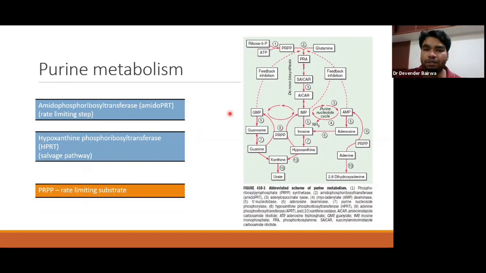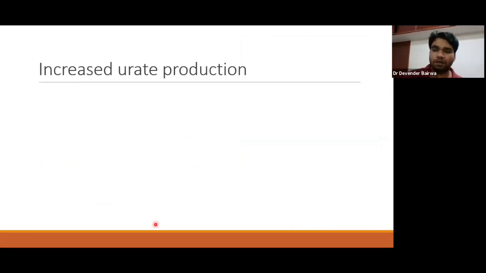Then you have this PRPP, phosphoribosyl pyrophosphate. It is the rate limiting substrate. So if it is available more, the reaction occurs more. If it is less, the reaction occurs less. So these three things you have to remember out of this figure.